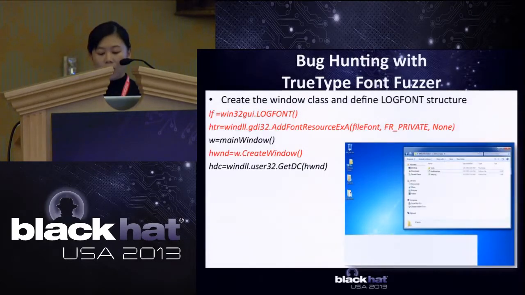And this slide shows the partial program of creating a LOGFONT object. The LOGFONT structure is called to define the attributes of a font, such as height, width, and etc. The AddFontResourceEx function adds the font resource from the specified file to the system. The CreateWindowEx function creates a pop-up or child window with an extended window style.